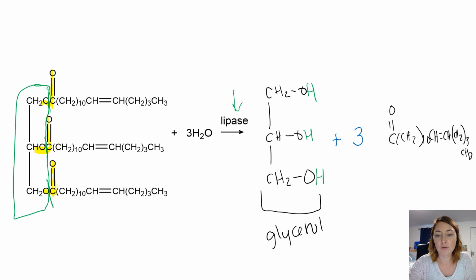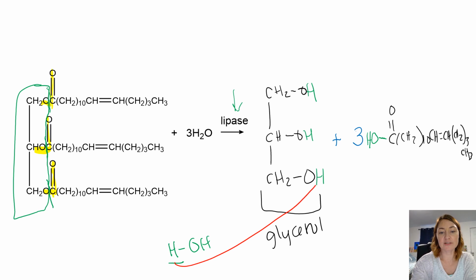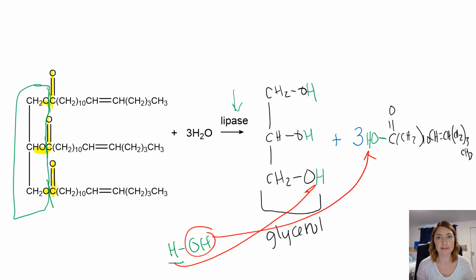I am going to draw again the OH group that came from the 3 waters, reforming my carboxylic acid. I'm going to put that in green. Just to give you some color reference, the H from it went to the glycerol and the OH went to the carboxylic acid. And again, I don't have to name this. I just have to show the products.